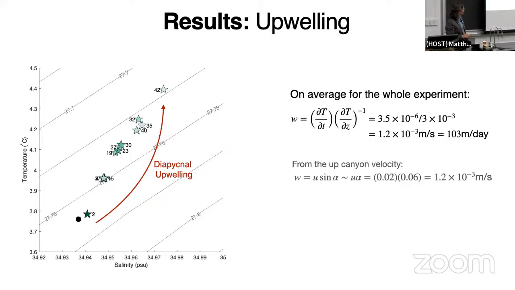And if you turn all of that into upwelling rates, it actually is very, very close to the right number that you would need to balance that 2 centimeters a second we measured at the mooring. So this all seems to kind of hold together.